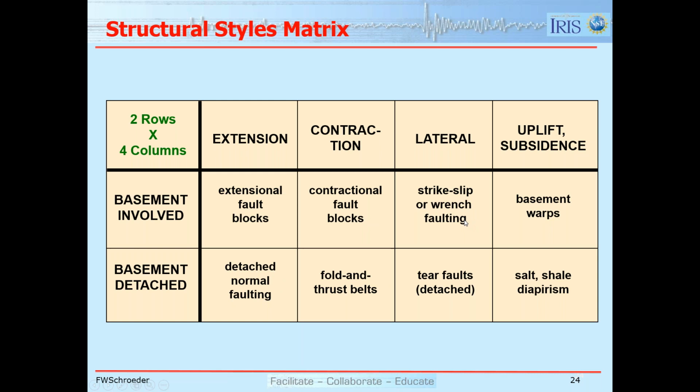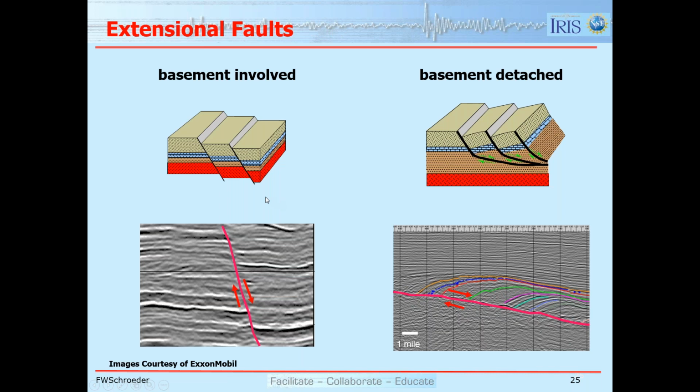And so if I understand my structural style, then I can be on the lookout for four or five or six or seven different types of traps, as opposed to trying to keep track of 50 possible trapping styles. A couple of simple block diagrams and a seismic example. This is extensional faults where basement is involved. The red blocks is meant to represent basement rocks. So I have three stratigraphic layers and then basement. These tend to be fairly steep faults, fairly uniform in dip and go down to depth.